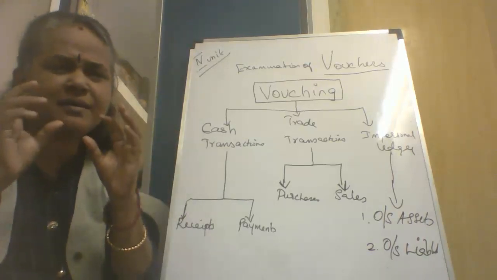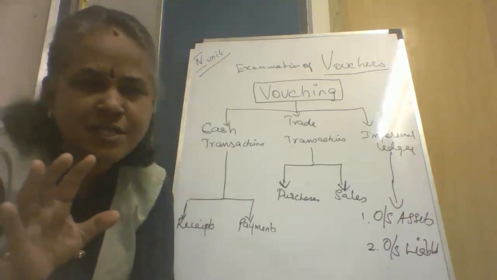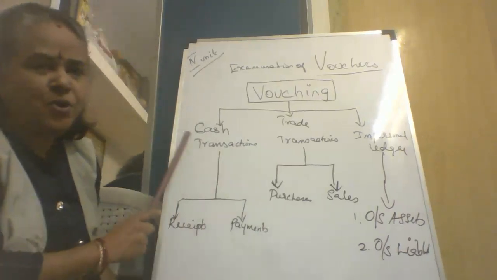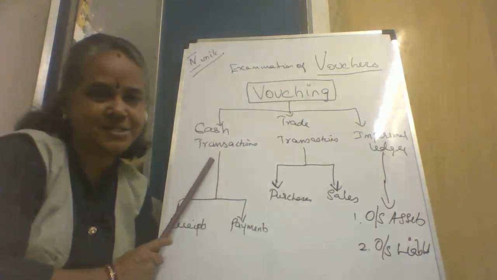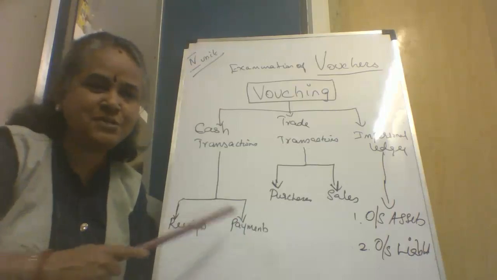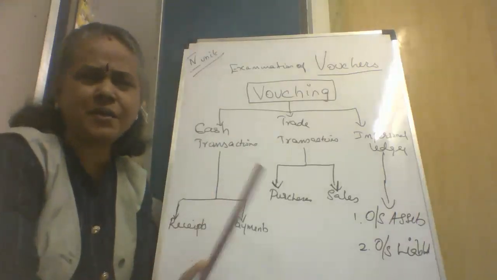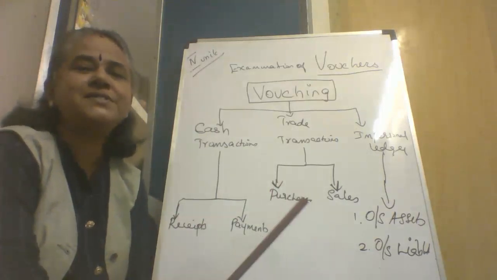Transactions வந்து we can divide into 3 broad categories. நீங்க ஞாபகம் வச்சிருந்தீங்கன்னா அமௌண்ட் தான் பாருங்க. ஒன்னு cash transaction. Cash transaction when you say receipts and payments. ஒன்னு receipts, இன்னொன்னு payments. And trade transaction, we know very clearly commerce is business, business is trade.